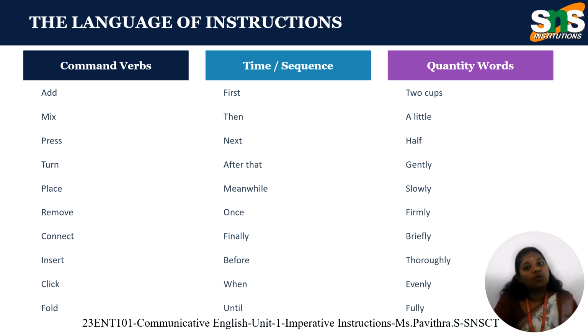Here, instructions have their own vocabulary. Let me show you the 3 categories of it. The first one is command verbs, the action words: add, mix, press, turn, place, remove, connect, insert, click, fold. The second is time and sequence words to organize the steps: first, then, next, after that, meanwhile, finally, before, when, until. And the third thing is quantity and manner words. How much or how to do it: 2 cups, a little, half, gently, firmly, evenly. Mastering these 3 categories will make your instructions sound professional and easy to follow.